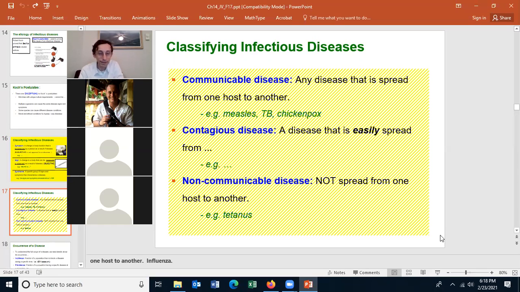A non-communicable disease is one that does not normally spread from one host to another. For example, tetanus does not usually spread from one person to another. Tetanus you usually get as a puncture wound, and then you get tetanus, a bad disease by the way, so you get exposed from the environment, and then it can infect you, but it's unlikely to move from you to another person. In most cases it doesn't happen, but like cases of cannibalism, tetanus could spread.